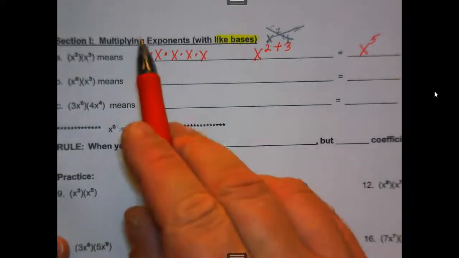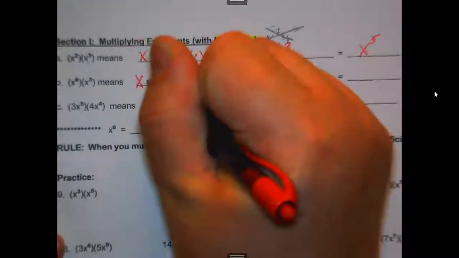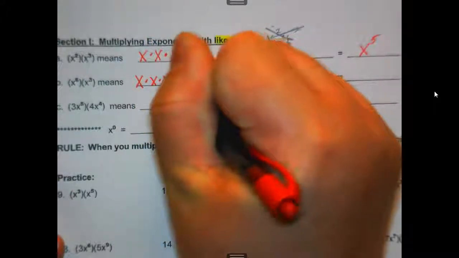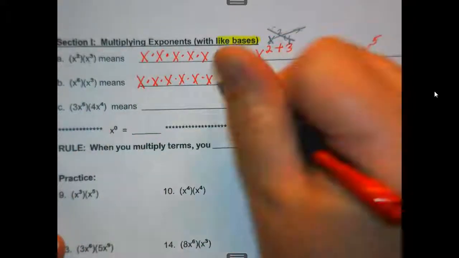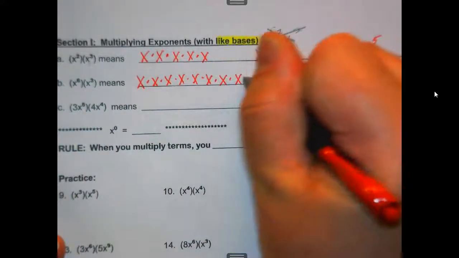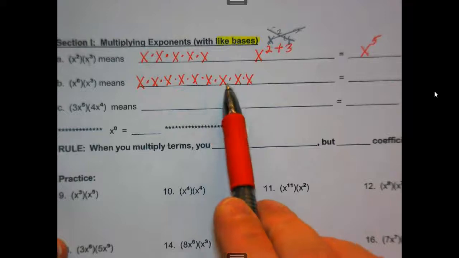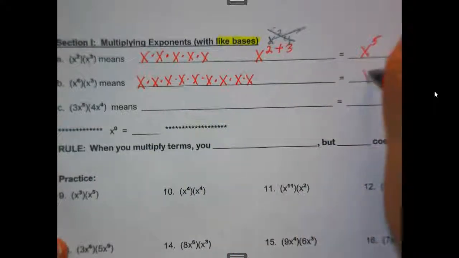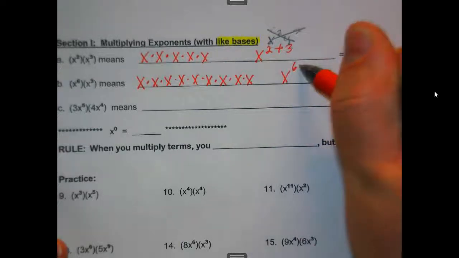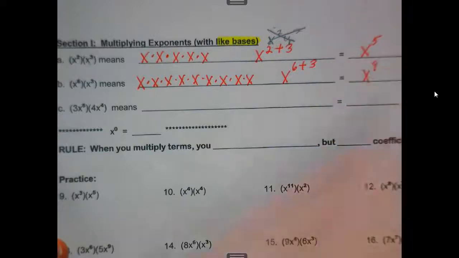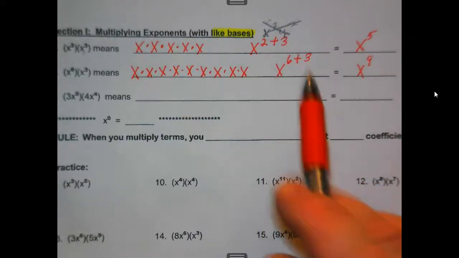Do you want me to multiply them all out here? I will. I think I will. X to the 6 means x times x times x times x times x times x, times 3 x's, times x times x times x. So I have x to the 1, 2, 3, 4, 5, 6, 7, 8, 9. Or an easier way, I have x to the 6th power plus 3 is 9. So you can do it any way you want. I'm going to do it like this because it's really shorter.